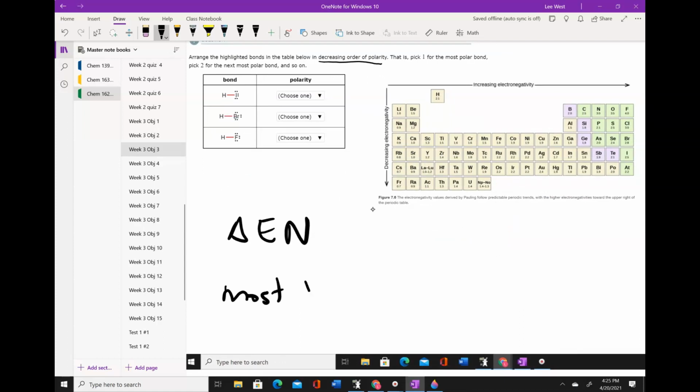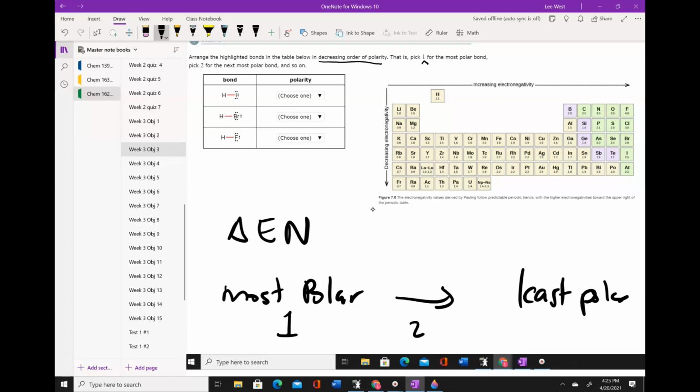So we want to go from most polar to least polar. And we're going to pick them in order: 1, 2, 3, like that, right? Now, what's interesting is that in each of these bonds, one of the atoms is the same. It's hydrogen with an electronegativity of 2.1, and then we've got 3 halogens.